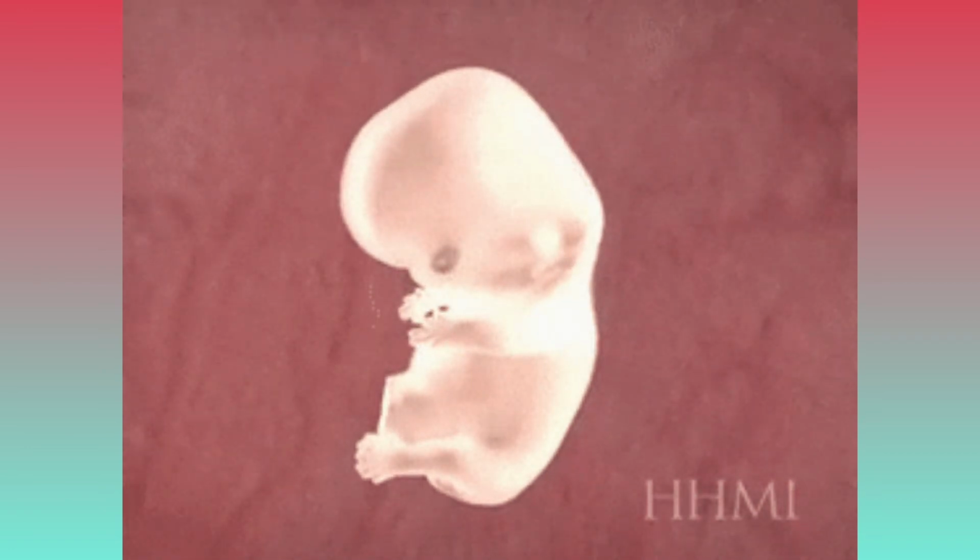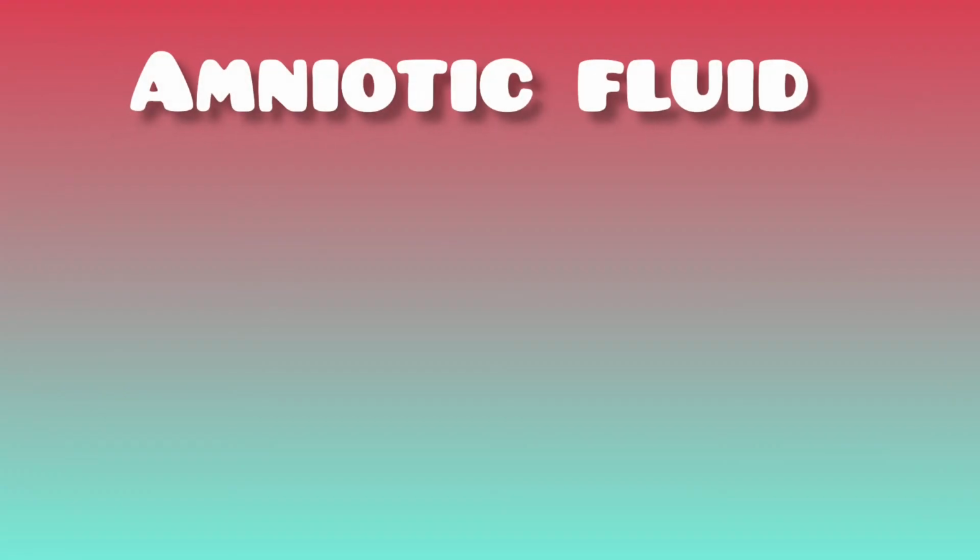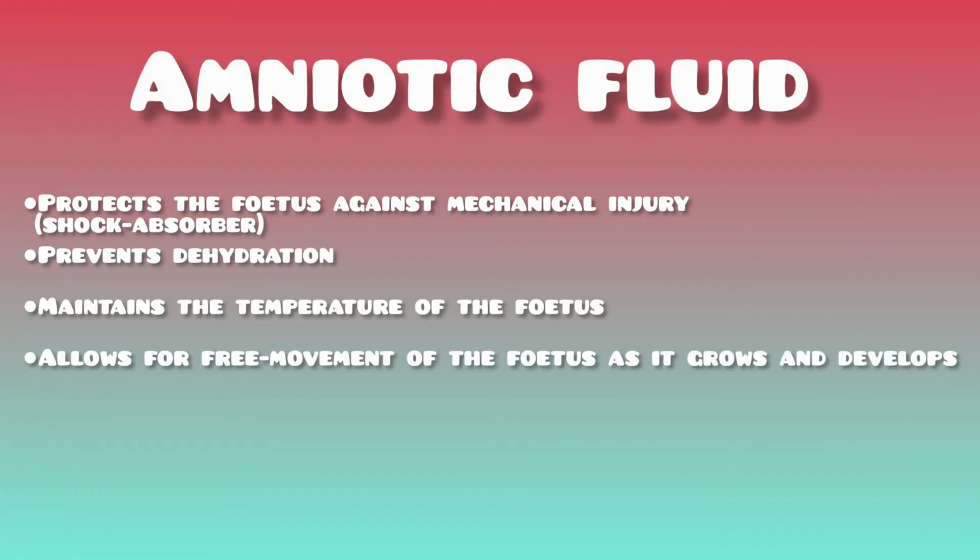The chorion, which is on the outside, forms chorionic villi. The inner layer, which is the amnion, becomes filled with amniotic fluid to form the amniotic sac. The amniotic fluid has the following functions. It protects the fetus against mechanical injury, it prevents dehydration, it maintains the temperature of the fetus, and it allows for free movement of the fetus as it grows and develops.